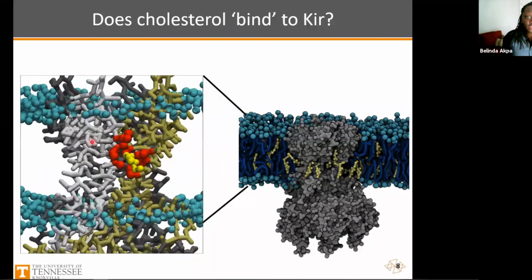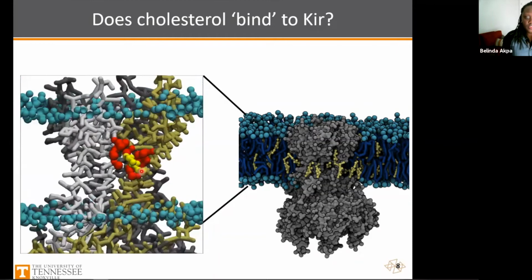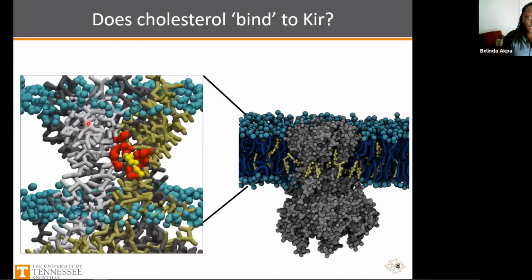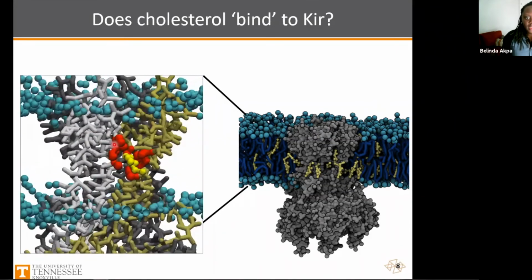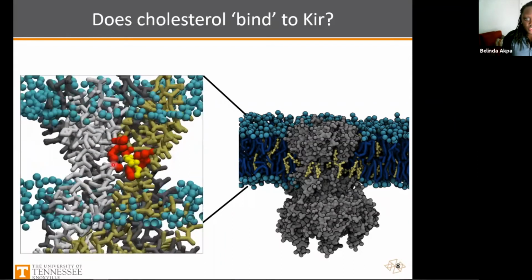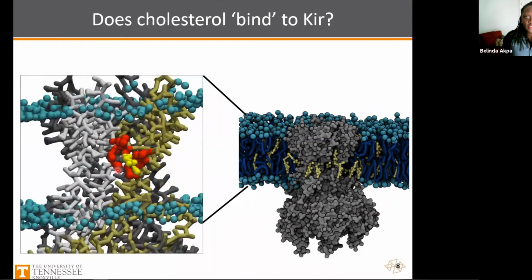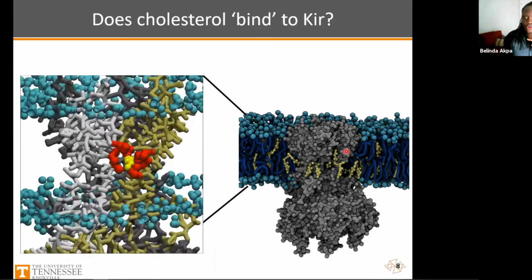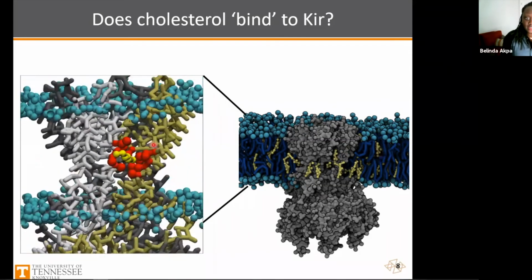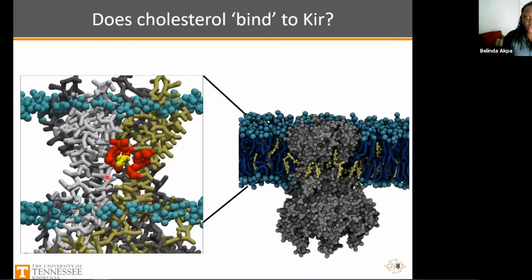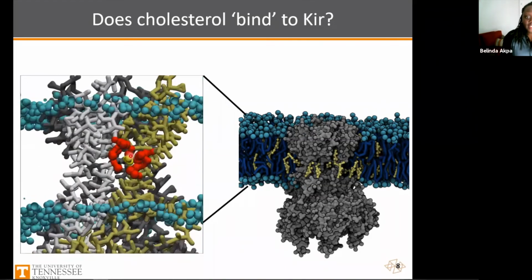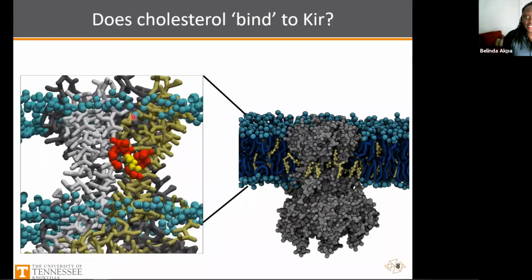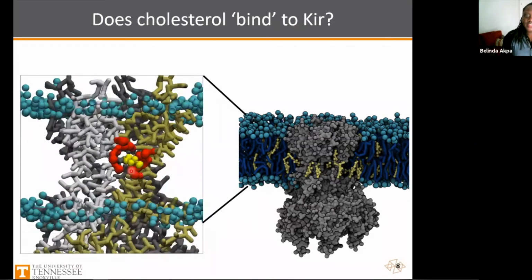And so I'm looking at the protein, which is made up of 4 distinct subunits, so they are each colored differently. Then I'm highlighting here a particular set of residues in red that are interacting with a single sterol molecule. Again, all 429 sterol molecules are in the simulation, but we're choosing to visualize only one. And that allows us to answer the question, does cholesterol bind to Kir? That looks like a binding event.